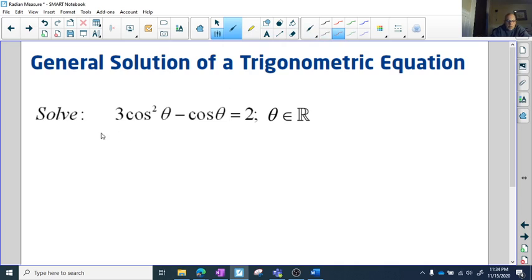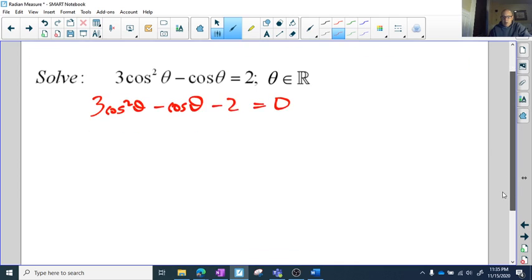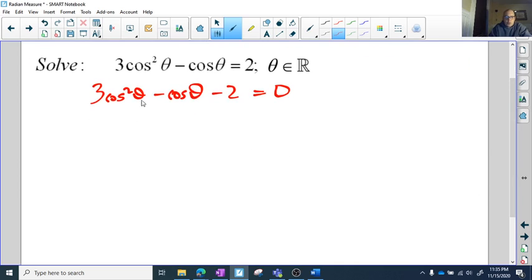So this is quadratic. Let's set it equal to 0. 3 cos squared of theta minus the cosine of theta, subtract 2, is equal to 0. I'll show you how, if you don't want to do a substitution, you don't have to. So I'm just going to treat cos theta like an m. Now if you would be more comfortable with 3m squared minus m minus 2, that's fine. You go ahead. I'll just show you how you can do it without making the substitution.